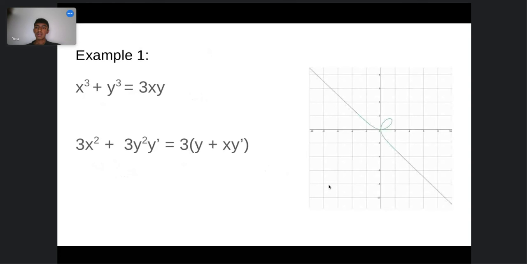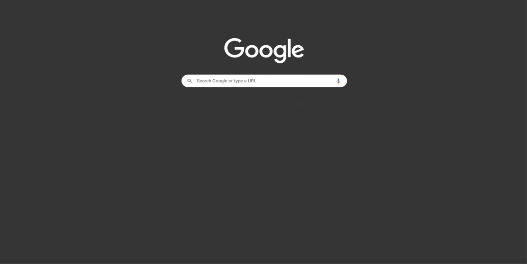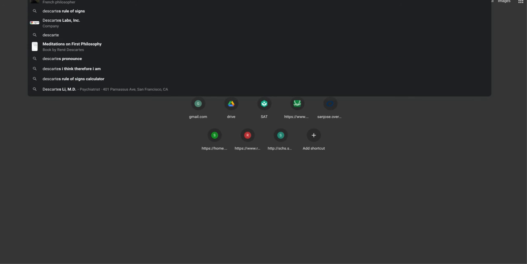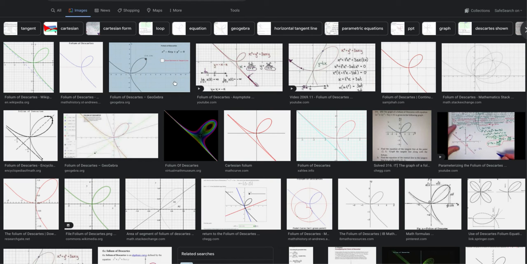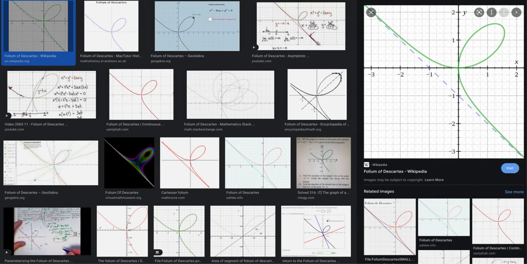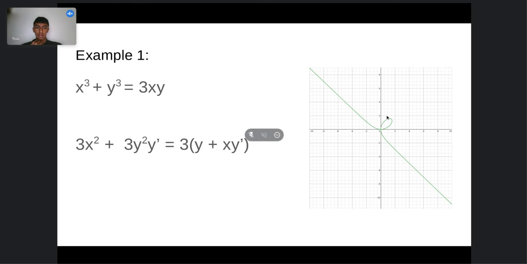Okay, let's do our first example. This is called Descartes' folium. So we get this. It's a very nice looking function, and I made one right here as well on Desmos. Now this has the equation x to the power 3 plus y to the power 3 equals 3 times x times y.